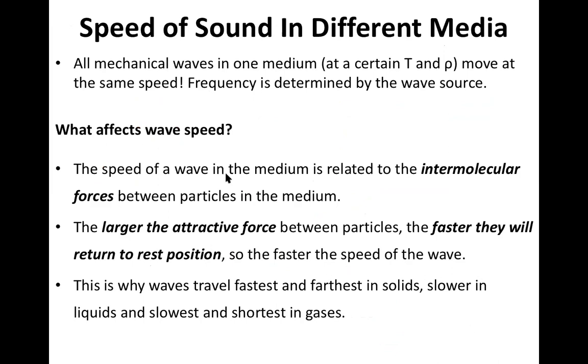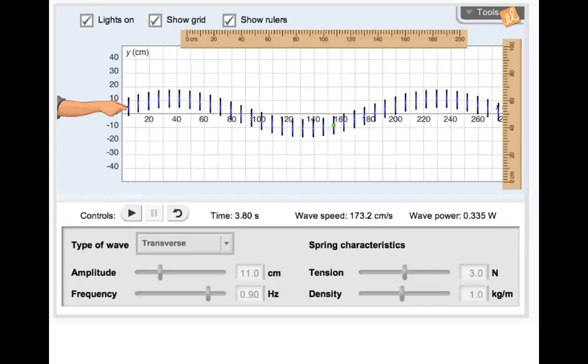The speed is determined by the medium. This overall message comes up so many times in this unit, so it's a really important one. All mechanical waves in one medium at a certain temperature and density move at the same speed. Frequency is determined by the wave source. What affects wave speed? The speed of a wave in the medium is related to the intermolecular forces between the particles of the medium. The larger the attractive force between particles, the faster they will return to rest position, so the faster the speed of the wave. This is why waves travel faster and farthest in solids, slower in liquids, and slowest and shortest in gases.